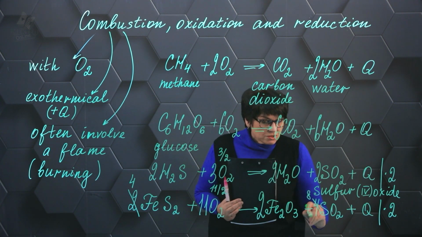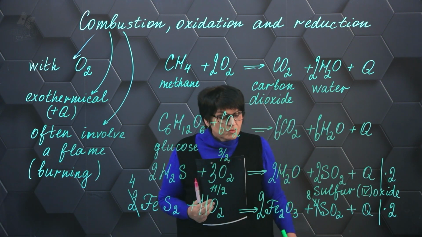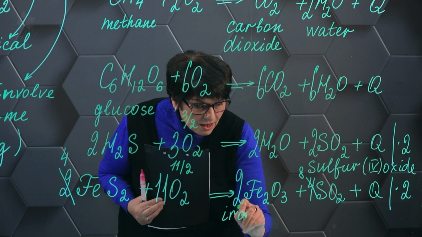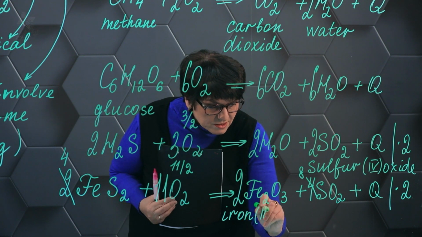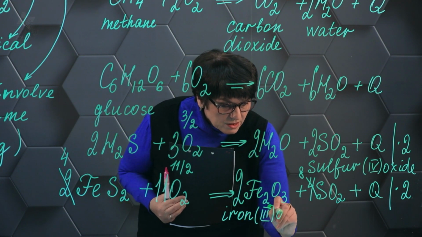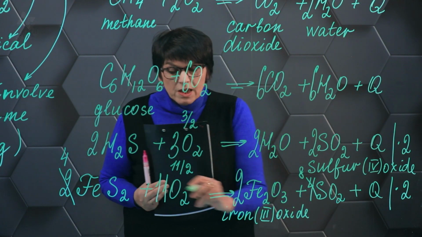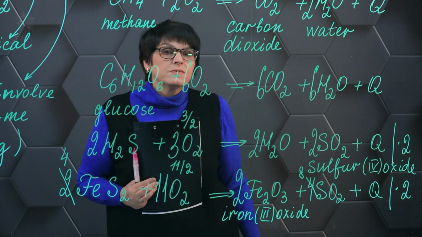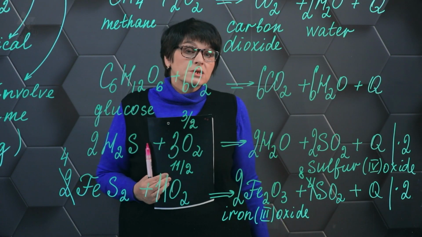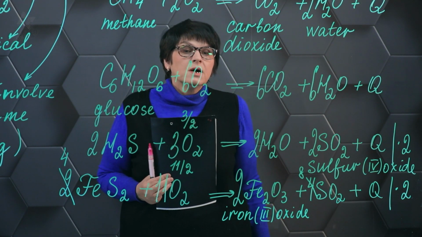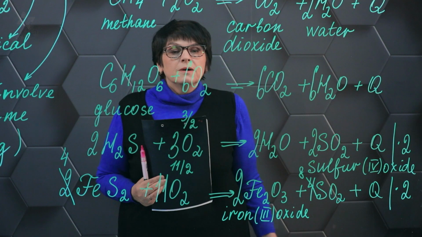Well, and besides sulfur oxide IV, in this case we also got iron oxide of valence three, and this compound here is also an oxide. This reaction has a very important relation to the production of sulfuric acid, this being the first step of this method of producing sulfuric acid in such production.